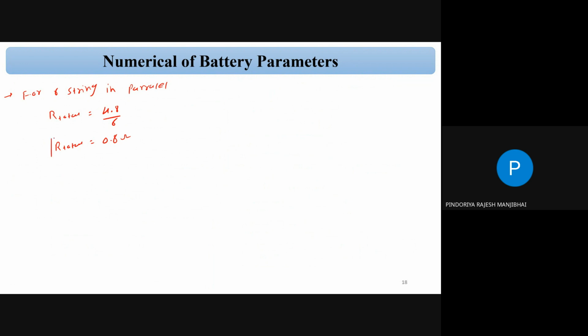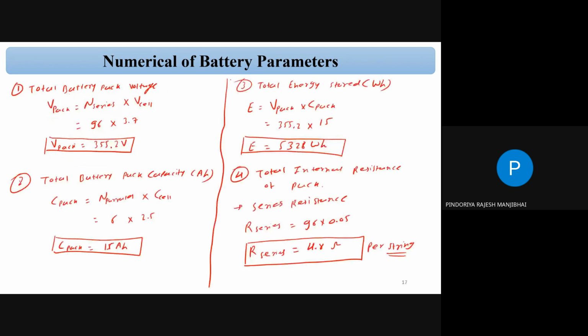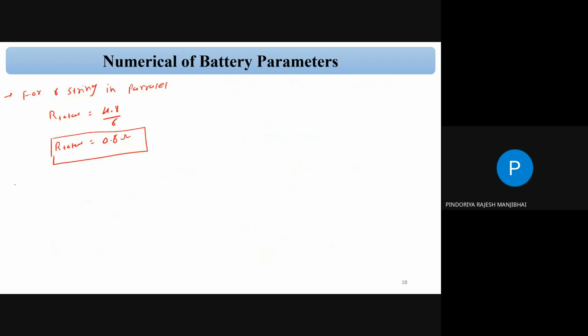Yes student, is there any confusion? Then please let me know, because this formula is most important. How we can calculate the per cell resistor, series resistor, parallel resistor, that is the most important part. Next one is the voltage drop at load. So the fifth one is the voltage drop at load current.